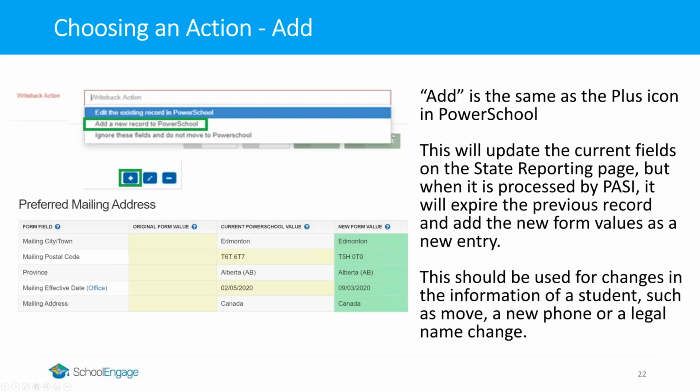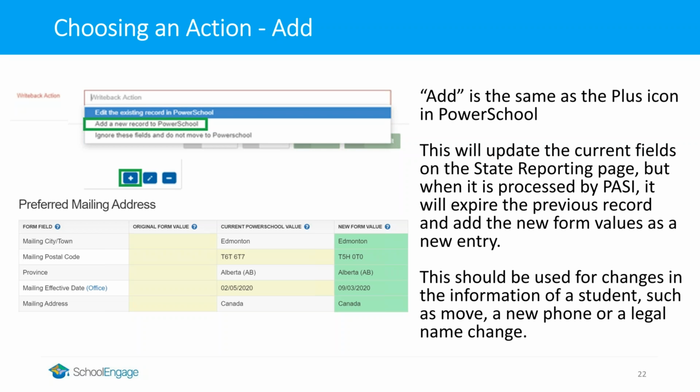So at the bottom of that pop-up that I showed you guys, there is the drop-down, and this contains the action for that specific section. So just to be very clear, for every section of that state reporting page, you will be prompted to choose an action. They don't have to be the same because sometimes you'll have a mix of adds, edits, and ignores all within one record.